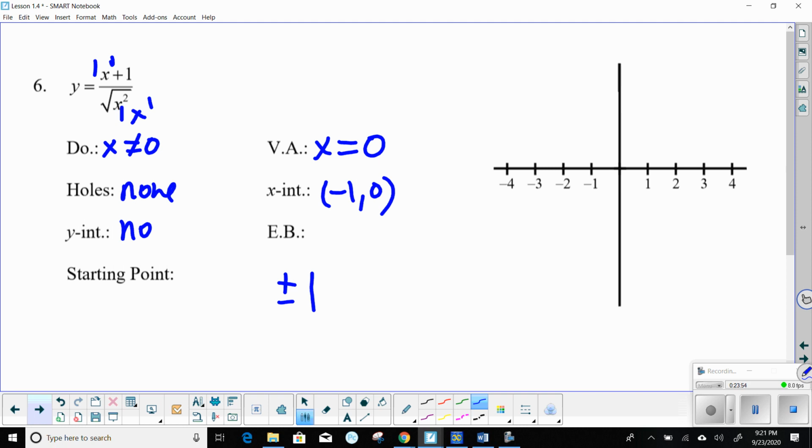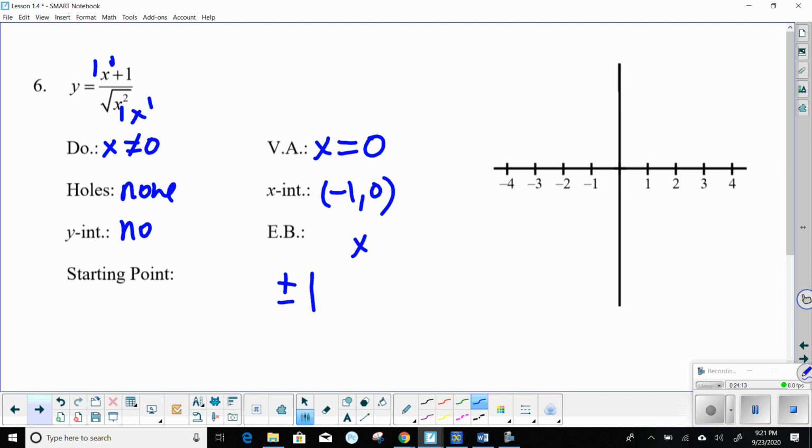Usually what happens is as I go one direction, it's going to approach either 1 or negative 1, and if I go the other direction, it will do the opposite. So usually they have two asymptotes when you have a fraction with a square root in it. Let's just check and see what happens. I have to decide if it goes to positive 1 or negative 1.